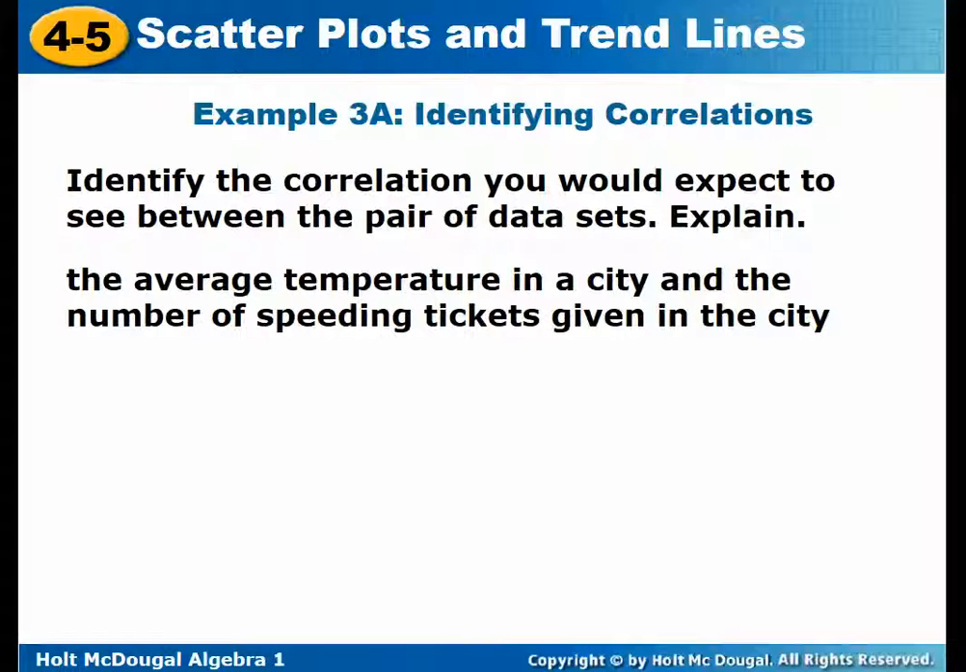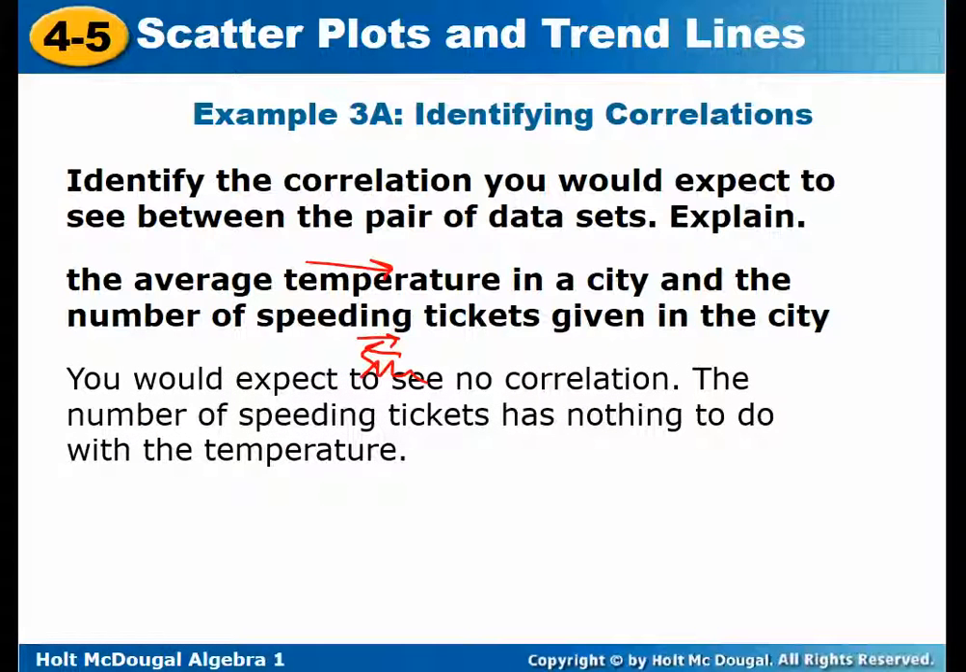Okay, then some of these are just going to be a situation, or an event that's going on, and you have to decide if it shows positive, negative, or no correlation. All right, so we have the average temperature in a city and the number of speeding tickets given in the city. So let's see, as the temperature increases, like 50 degrees, 60 degrees, 70 degrees, would the number of speeding tickets also increase from like 100 to 200 to 300? Or would it decrease? As it got hotter, would the speeding tickets decrease? Or do you think there's no correlation?